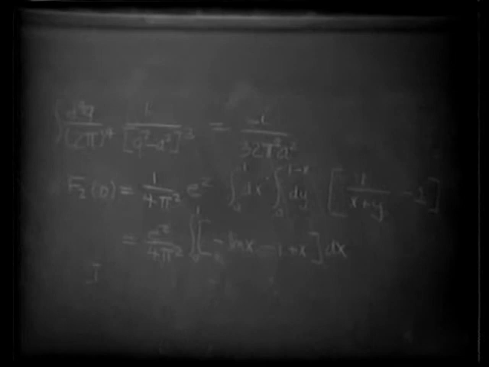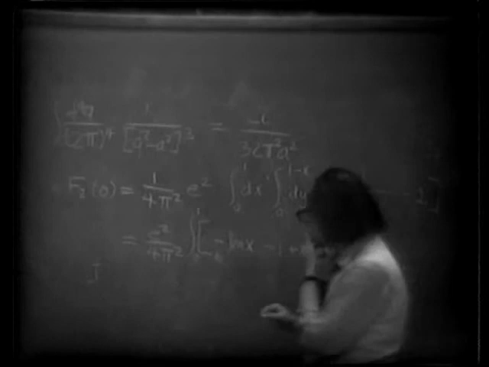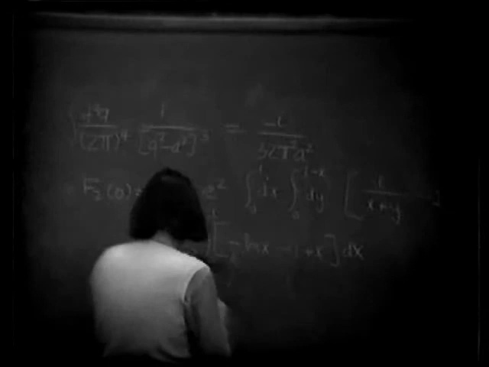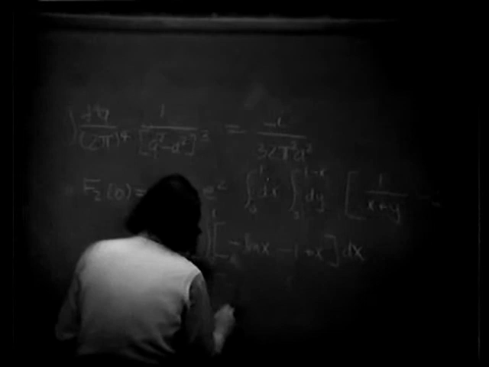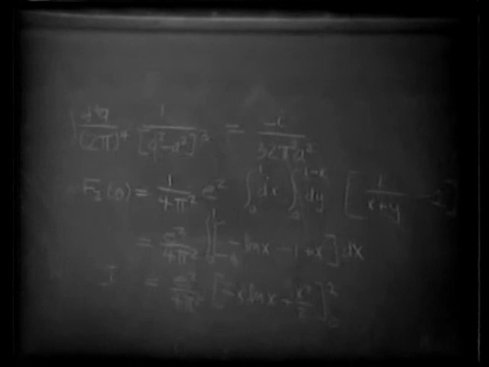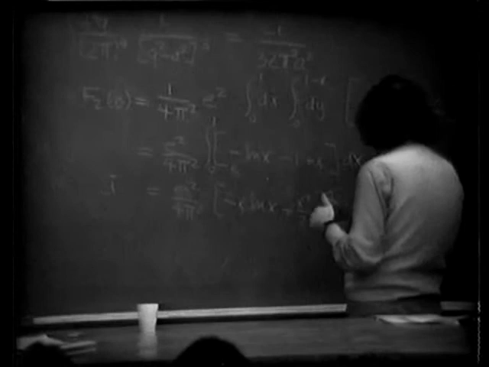The integral of log x is x log x. Log x plus 1 is well known to be the derivative of x log x. E squared over 4 pi squared. Therefore, I have minus x log x plus x squared over 2, evaluated between 0 and 1. x log x vanishes at both the upper and lower bounds. x squared over 2 evaluated between 0 and 1 is 1 half. So I obtain e squared over 8 pi squared.